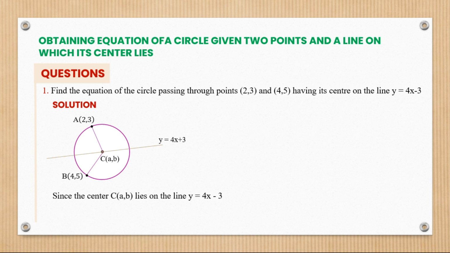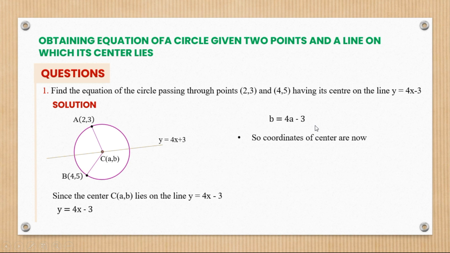Alright, so since the center C lies on the line y equals 4x minus 3, it simply means we can substitute in the coordinates of a and b into this equation. Remember that b represents the y coordinate of the center and a represents the x coordinate of the center. So where there is y, I'll place in the b, and where there is x, I place in the a. Now I'll have b equal to 4a minus 3. So this shall be the new format.